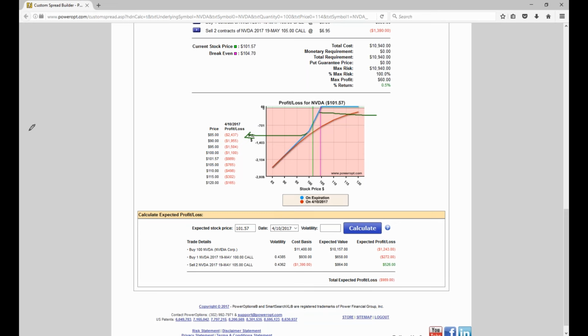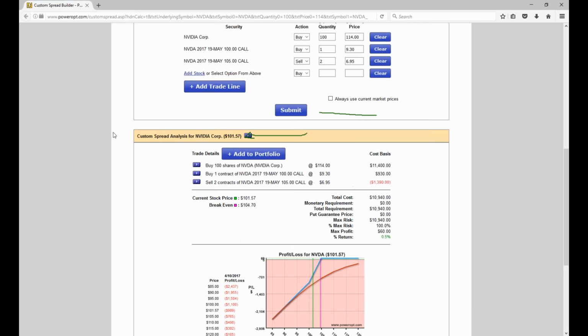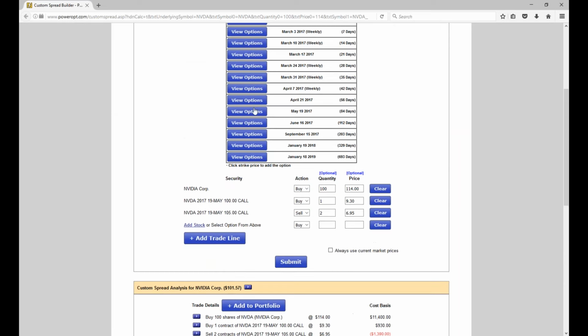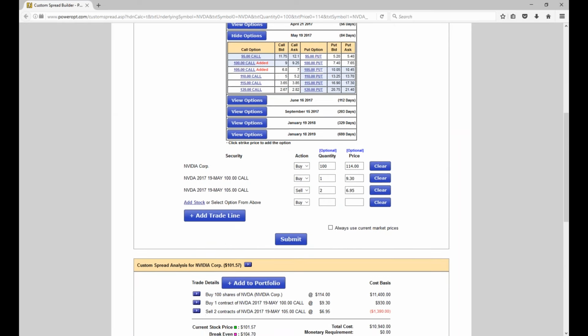It'd still be at a loss. Okay, we can look at that. Let's add in a protective put at about the 100 strike for May. We'll keep it the same expiration month just to keep things simple. Remember, our net credit was 460. The 100 put here is 740.